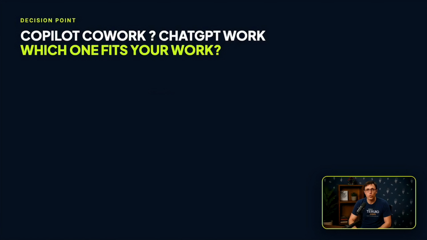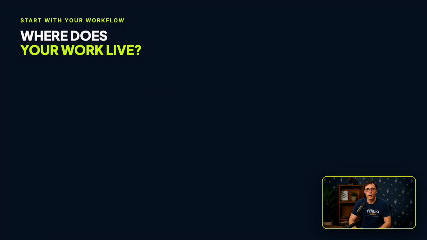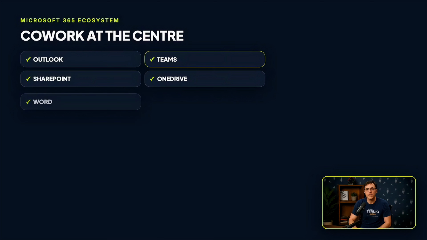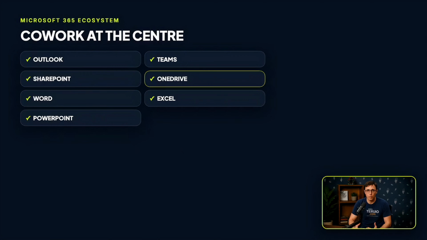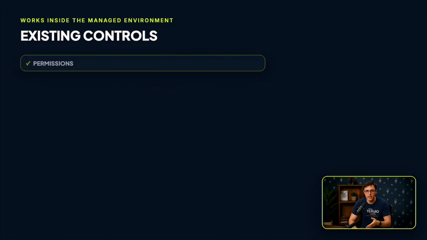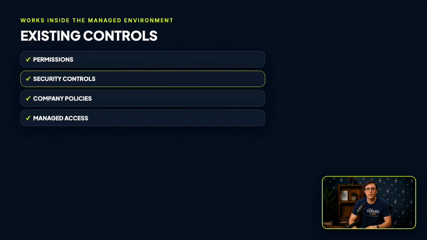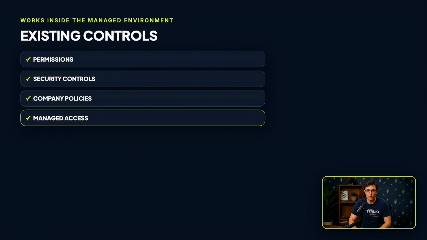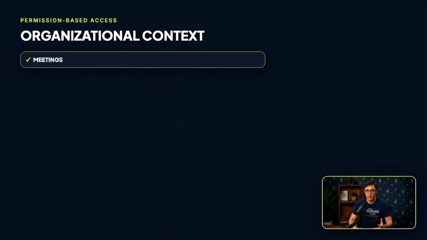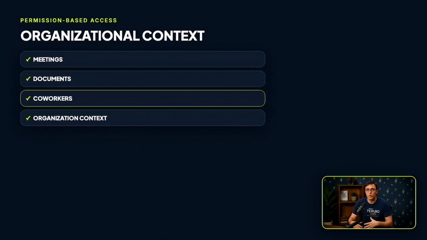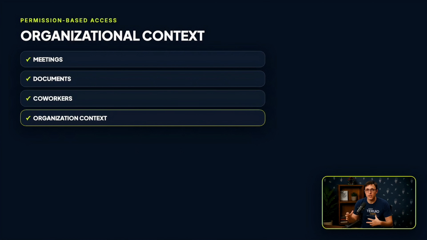So, which one should you use? It depends on where your work already lives. If your company operates inside Microsoft 365 and most of your work happens in Outlook, Teams, SharePoint, OneDrive, Word, Excel, and PowerPoint, Copilot Cowork has a major advantage. It can work across the environment your organization already manages while respecting your existing Microsoft permissions and company controls. It may already have access to the meetings, documents, coworkers, and organizational information required to complete the assignment.